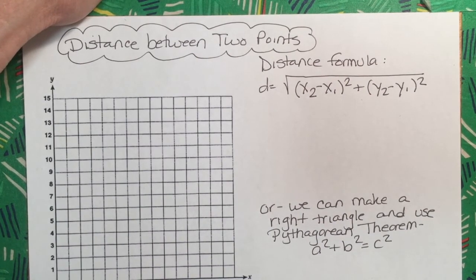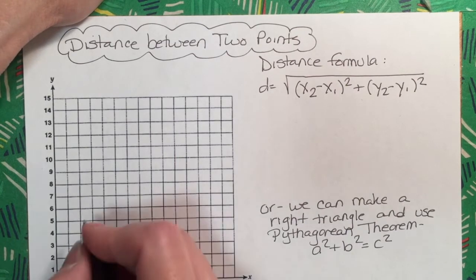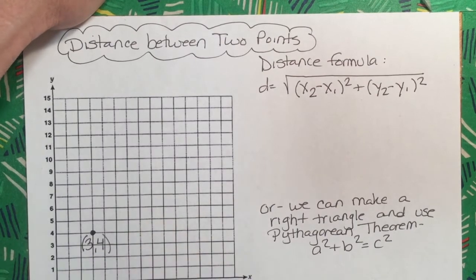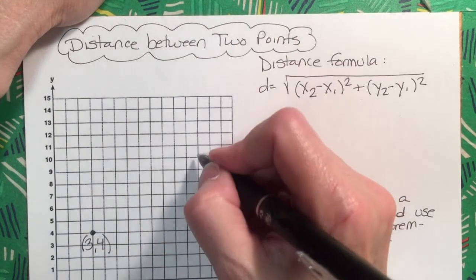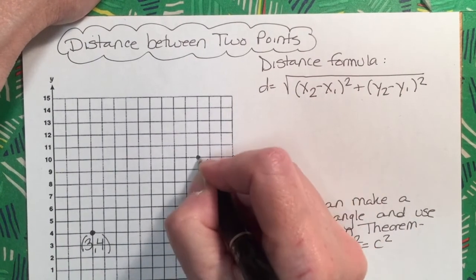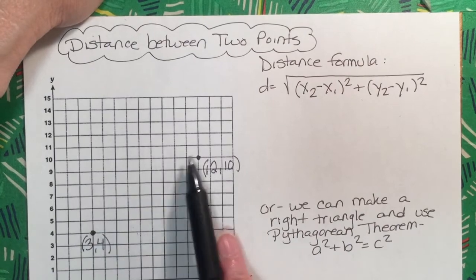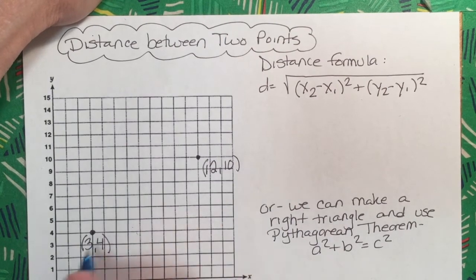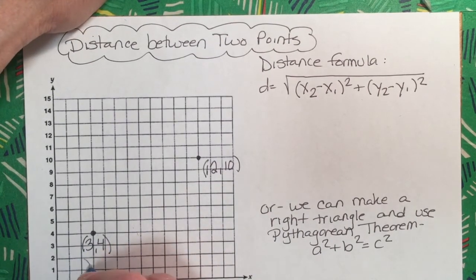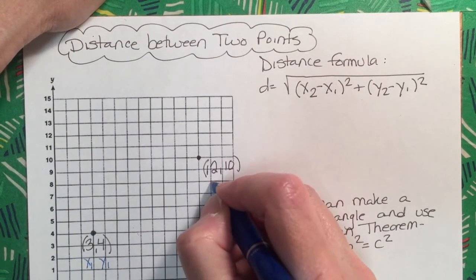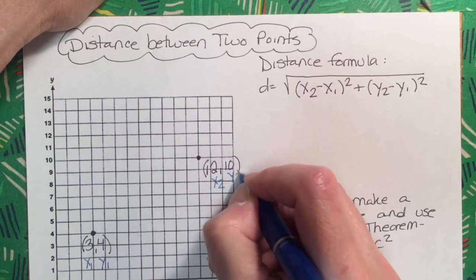Let's say we start with the 2 points, 3, 4. So 3, 4 is right here. And we want to know how far away is that from the point 12, 10. Okay, so our second point is 12, 10. And we want to know how far apart are those 2 points. Okay, so every point has an x and a y. So this is our first point, so we'll call this x1 and y1. And this is our second point, so we'll call this x2 and y2.